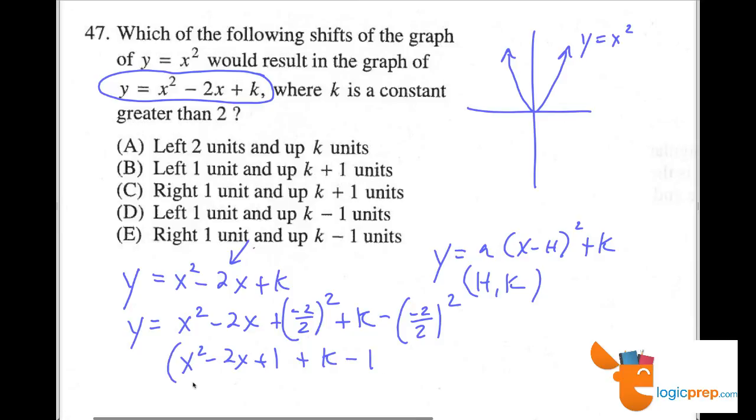And here we can take the square root of it, which is why we call it completing the square. It makes a nice perfect square for us, x minus 1 squared plus k minus 1. Here, outside the parentheses is the shift on the y. It went up k minus 1. Inside the parentheses is the shift on the x in the opposite direction expected. If we're subtracting 1, we're actually going to shift it right 1. And that's why E was the answer.